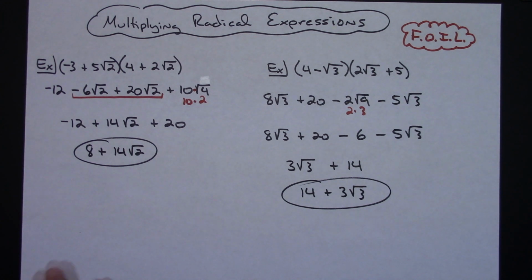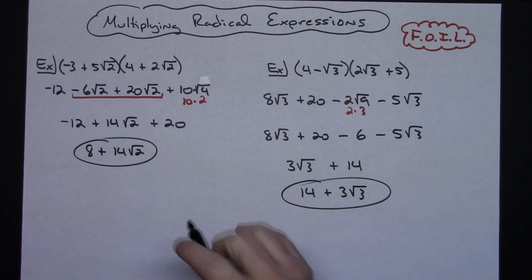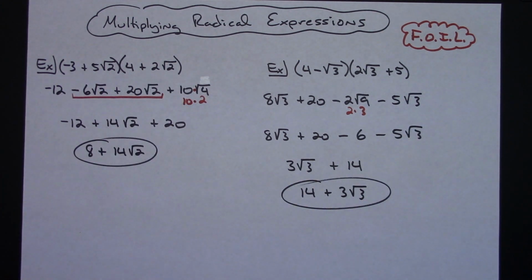So definitely just two quick examples here showing you how to multiply some radical expressions and implementing that FOIL because you're multiplying two binomials right there.